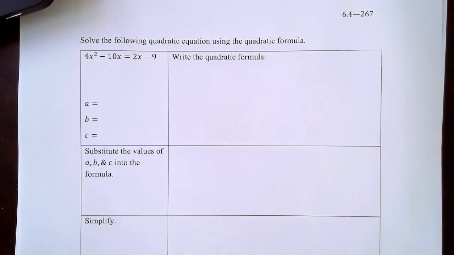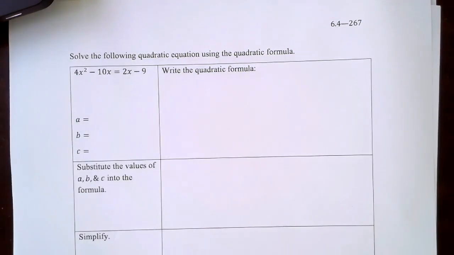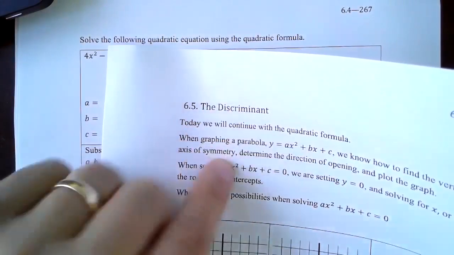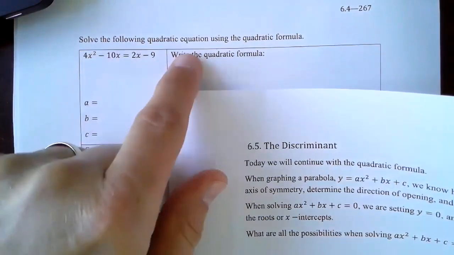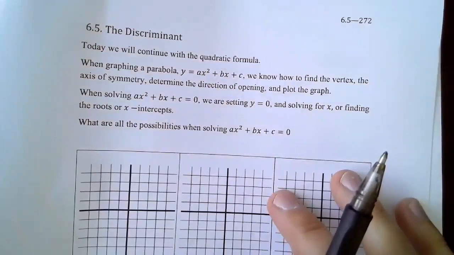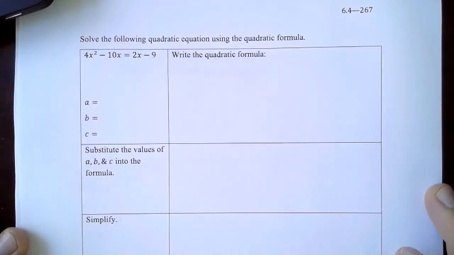All right, we're going to wrap up the quadratic formula today and go over the next section, which is going to be 6.5, the discriminant. We're going to talk about how the discriminant connects with the quadratic formula. It's very simple. This is a very short section, and we'll wrap that up here in just a minute.